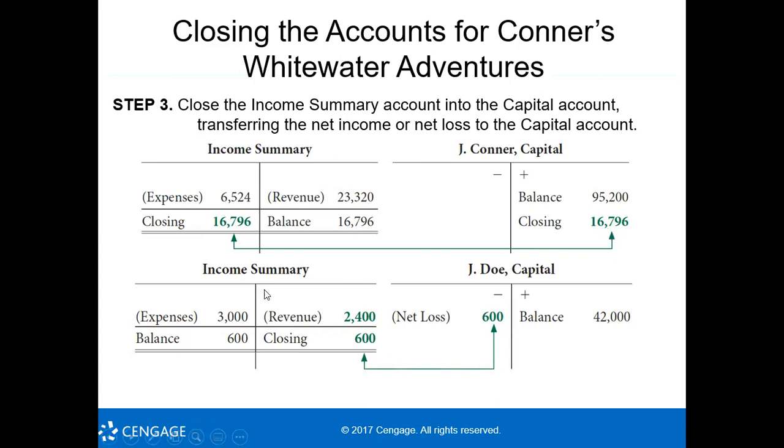And then same thing, this first example up here shows us when we earn a net income, then we're going to debit income summary, credit owner capital. But the second example down here is showing us when we have a net loss. So if revenue was 2,400 and expenses were 3,000, that means we had a net loss of 600. So then to close out this account, we would debit owner capital, which decreases owner capital, credit income summary.